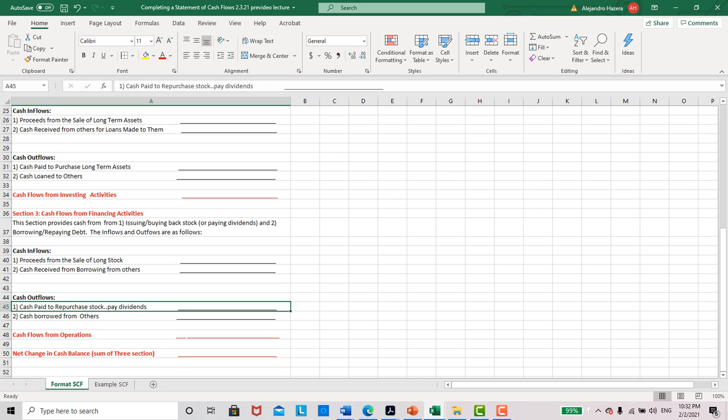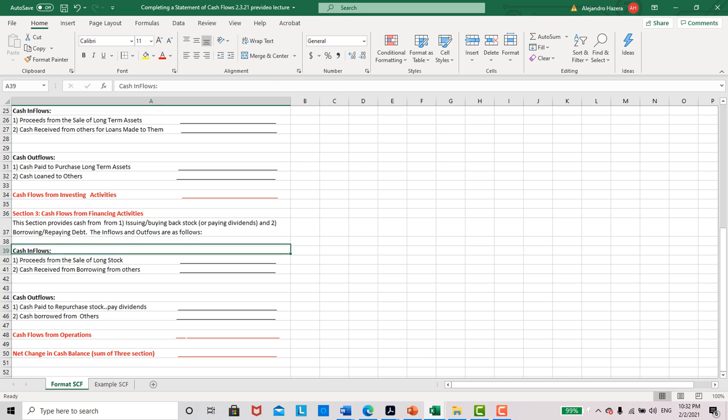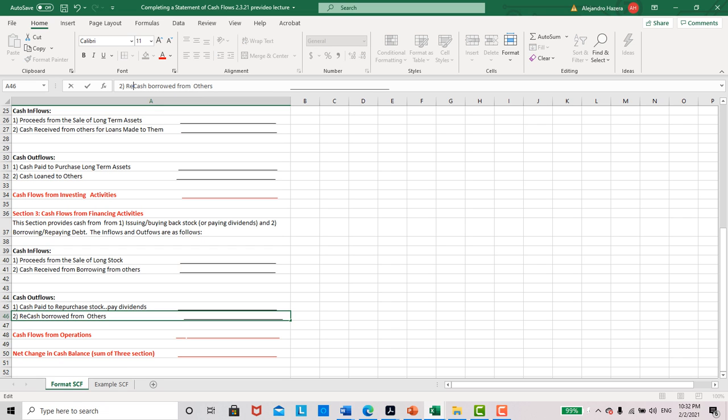Even in some statements of retained earnings, statements of stockholders' equity, they're considered the same. You're going to see that in Microsoft. Anyway, for stock, it's pretty obvious. You sell it, cash comes in. You buy it back or pay dividends, cash goes out. The second activity here, you could call it borrowing activities. What's the cash inflow from borrowing? Cash received from borrowing from others. And what is the cash outflow? I'm going to say repayment of cash borrowed from others. I think that's the best way to put this here.